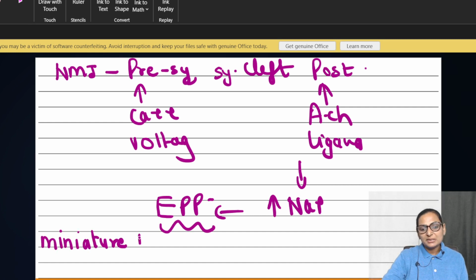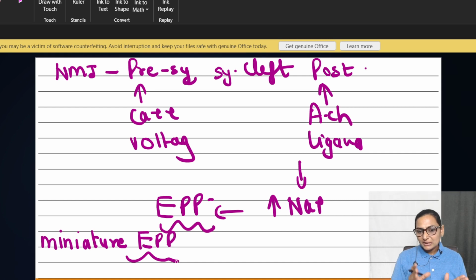What is a miniature end plate potential? A miniature end plate potential is because of the release of a very minute quantity of acetylcholine, which cannot cause an efficient action potential but just a spontaneous depolarization, never a true action potential. So a miniature potential is because of a lesser quantity of acetylcholine.